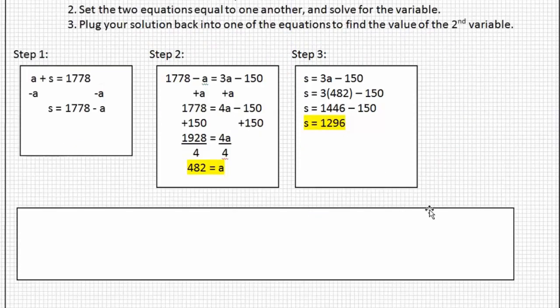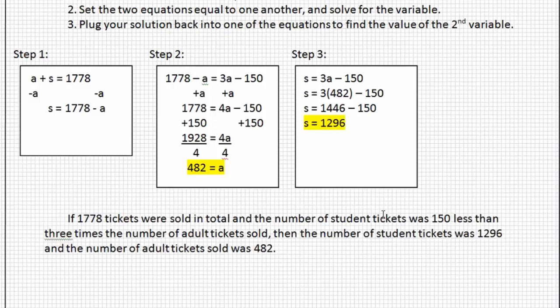The last thing is always just to write your answer in a sentence, so you might have something like this. If 1,778 tickets were sold in total and the number of student tickets was 150 less than 3 times the number of adult tickets sold, then the number of student tickets was 1,296 and the number of adult tickets sold was 482.